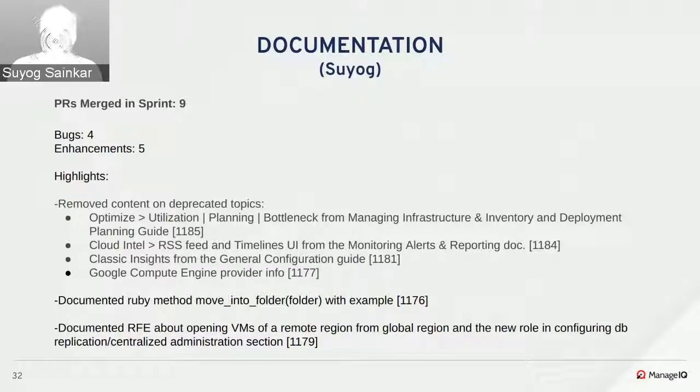We've also merged the Ruby method move into folder with an example in the methods available for automation guide, and we've also documented the RFE about where you can open VMs of a remote region from global region and related information such as the region info on the login screen and the new role information in the centralized admin section. And that's it from documentation.